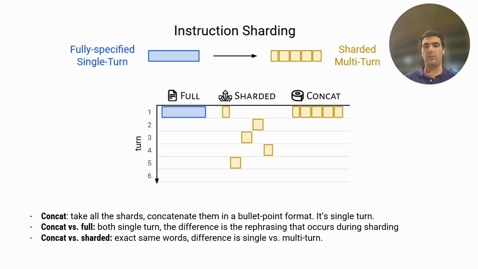So now hopefully you have this nice baseline: if full and concat performance are similar, that means the sharding process was not lossy. It maintained the same level of information. But if there's a gap between concat and sharded, that means the reason the models are getting worse is not because of the rephrasing, but because of the multi-turn nature of the interaction.